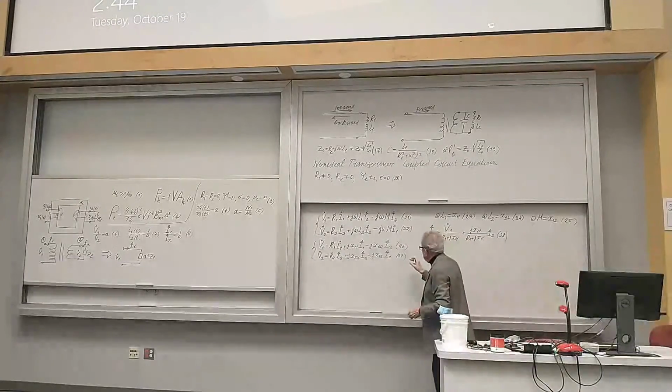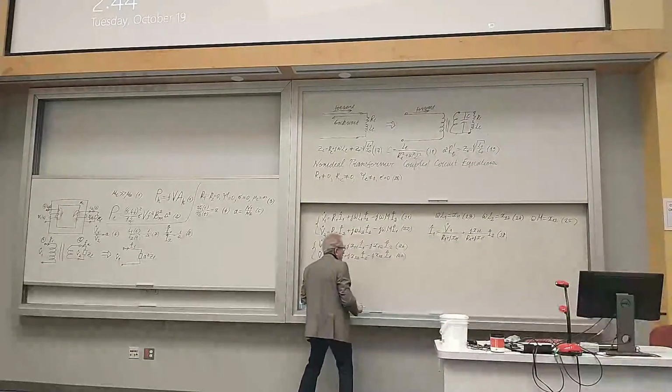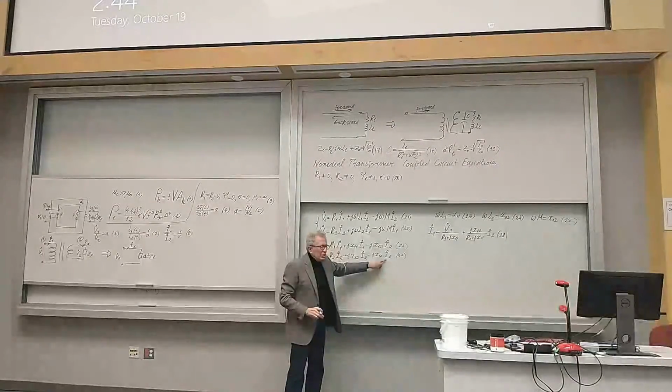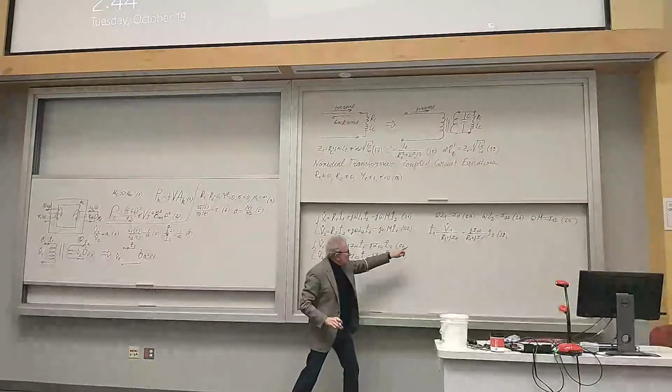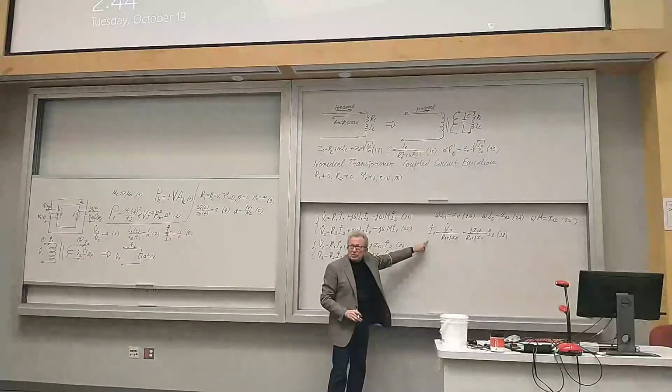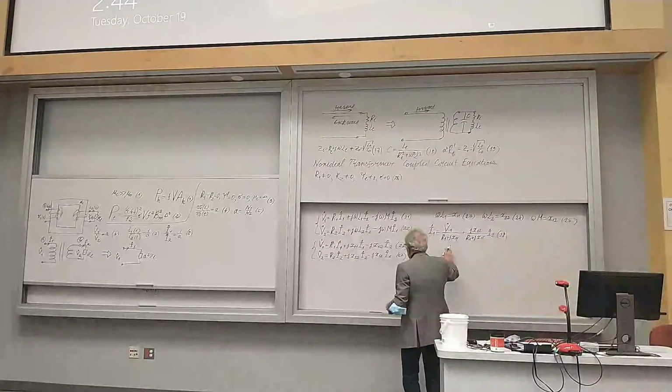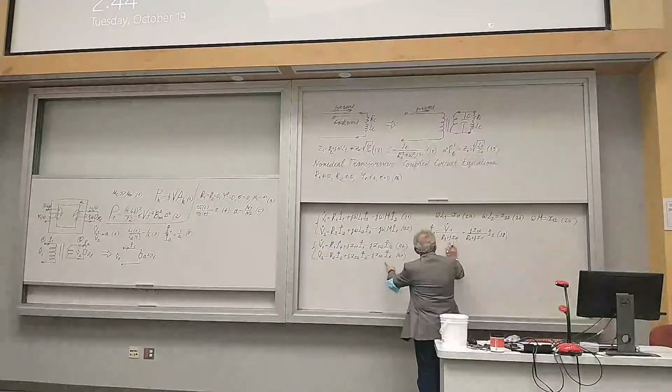So I found this from equation 27. And then instead of I sub 1 in 27, I will substitute this expression. So when I substitute this expression, instead of I sub 1 will be this term.